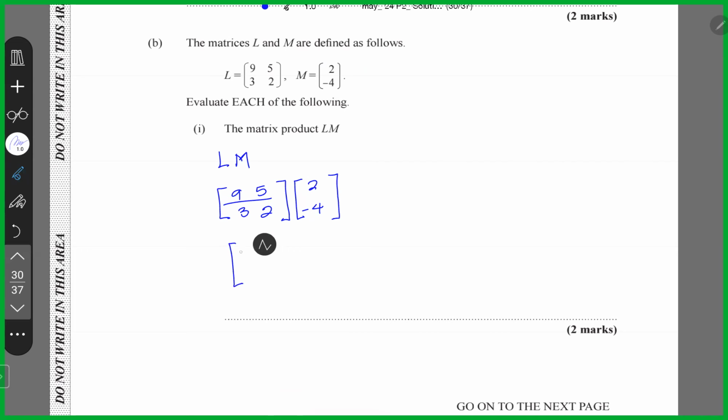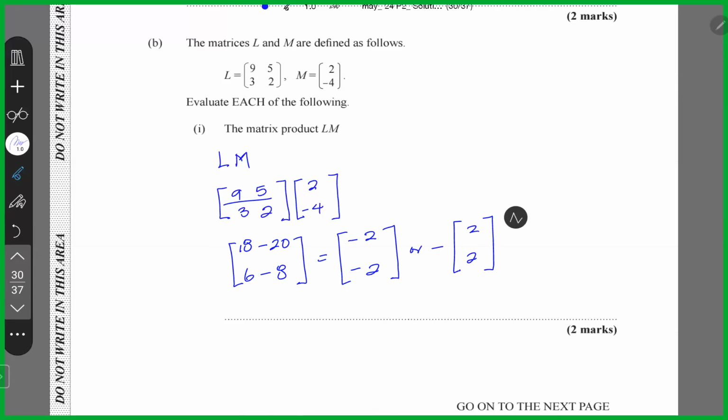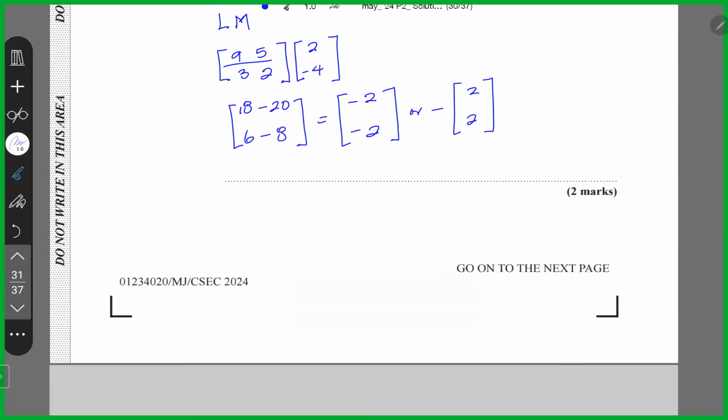9 times 2 is 18. 5 times minus 4 is minus 20. 3 times 2 is 6. 2 times minus 4 is minus 8. Our final answer here is minus 2, or if I want, I could say minus 2. I didn't have to. Moving on.